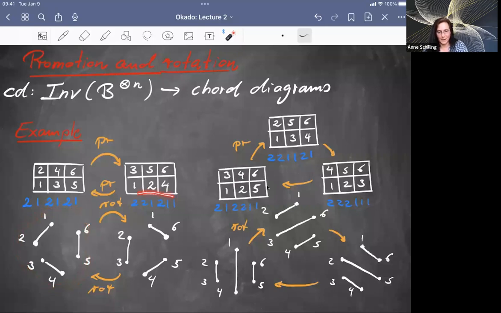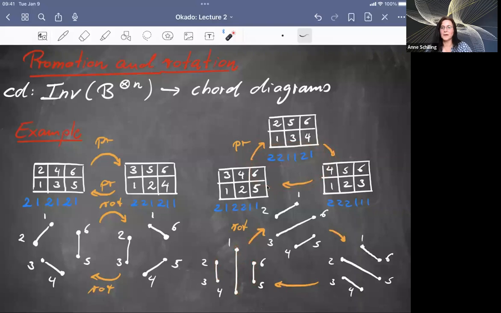And then if we do that for the element that you get under promotion, in this case, 2 and 3 are bracketed, 4 and 5 are bracketed, and then 6 and 1 are bracketed. So you can see that this chord diagram over here is just a rotation of the chord diagram over here. And similarly, there's also a promotion orbit of order 3. So this has 3 elements in it. Then the chord diagrams here look like this. And you can see that if you just rotate the chord diagram, then the promotion actually corresponds to precisely the rotation of the chord diagram.